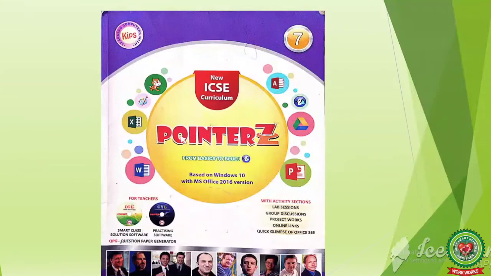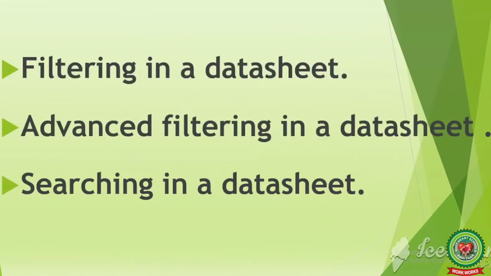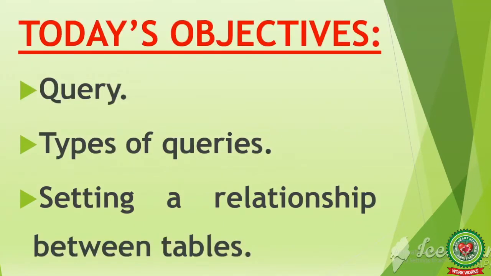Students, open your computer book, page number 100. In our previous class, we have done filtering in a datasheet, advanced filtering in a datasheet, and searching in a datasheet. Students, in today's class, we will learn about query, types of queries, and setting a relationship between tables.